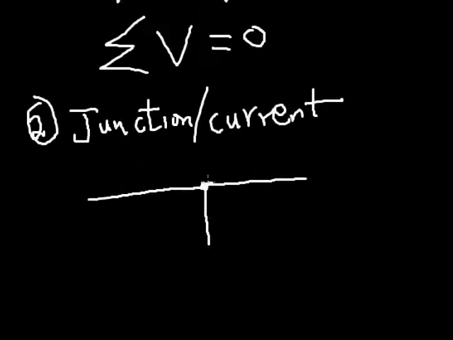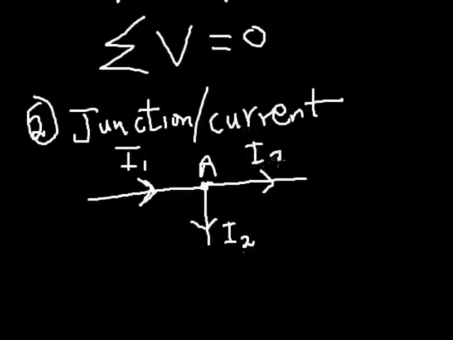Let's say this is a wire. Current is entering this and it reaches here. Let's say this is junction A. Now it branches, one enters this, one enters this. This current, let's call it I1, is entering junction A, then I2 is leaving junction A, and I3 is leaving junction A.